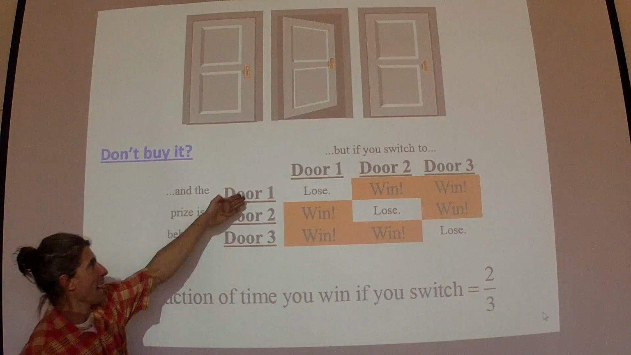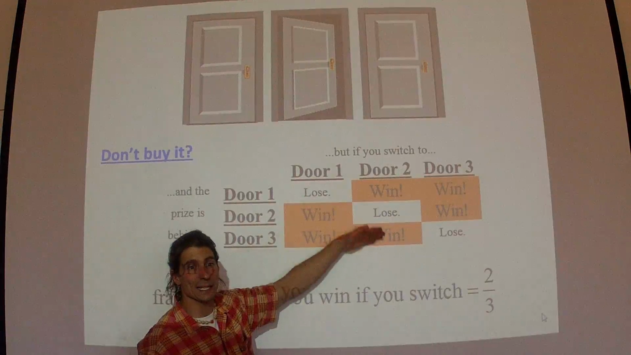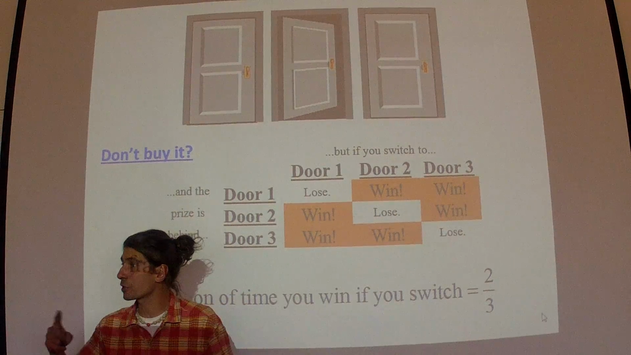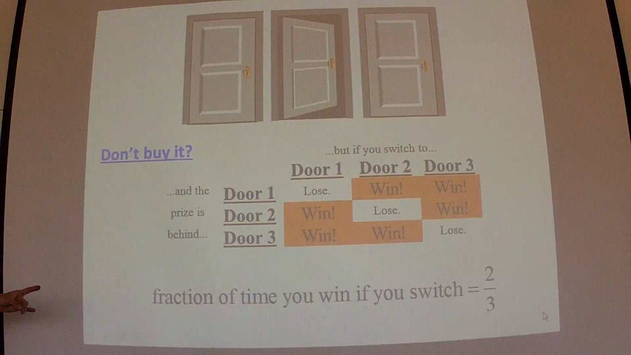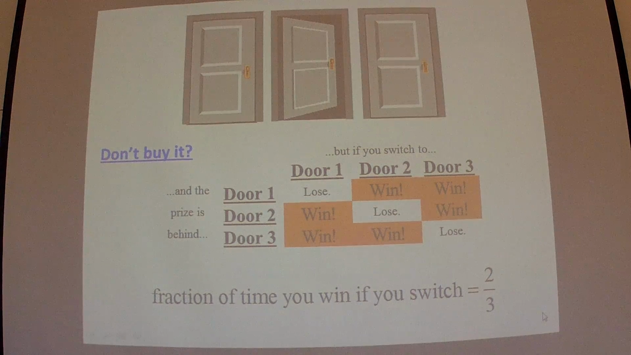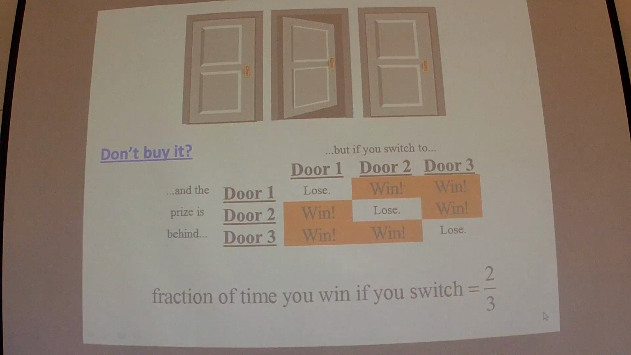When you switch, every column of the door you picked is two-thirds win to lose, because the only way you lose in this case is if you got the right door in the beginning. But did you most likely get the right door in the beginning? No, you were twice as likely not to. So it does pay to do what in this game? Switch. Yes, you're going to win twice as often as you lose in this game if you switch.